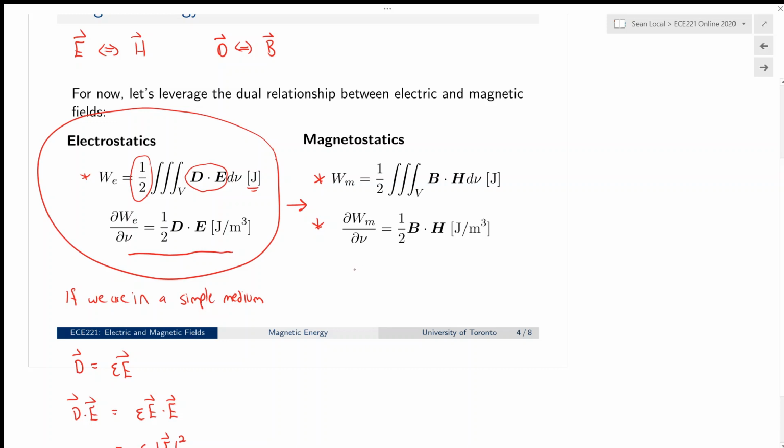And again, if we are in a simple medium, there's a very simple constitutive relation describing the relationship between B and H. We can then write that this dot product of B dot H is simply mu times the length of the H vector squared, and write corresponding expressions for the stored magnetic energy and the stored magnetic energy density.